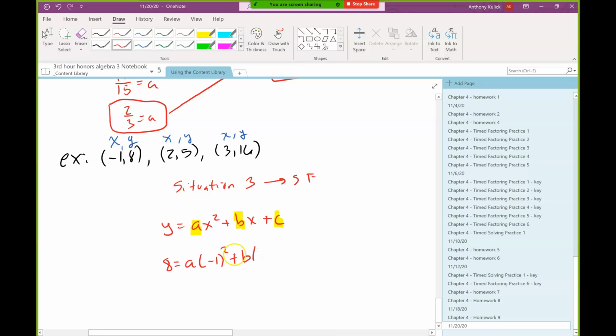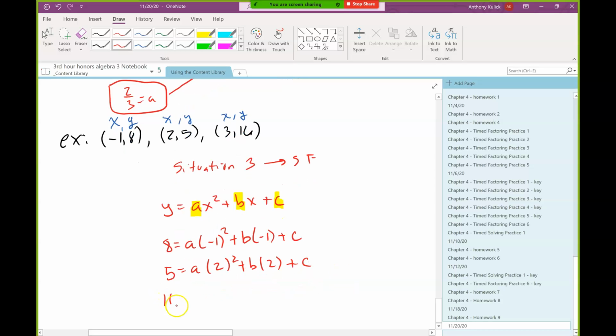So the first time I'm going to plug 8 in for y and -1 in for x. Then I'm going to plug 5 in for y and 2 in for x. And then lastly, I'll plug 16 in for y and 3 in for x. And what I have now is a 3-variable system.